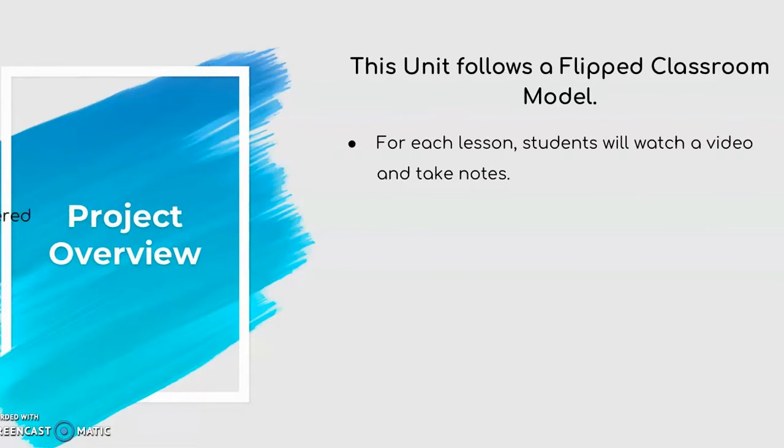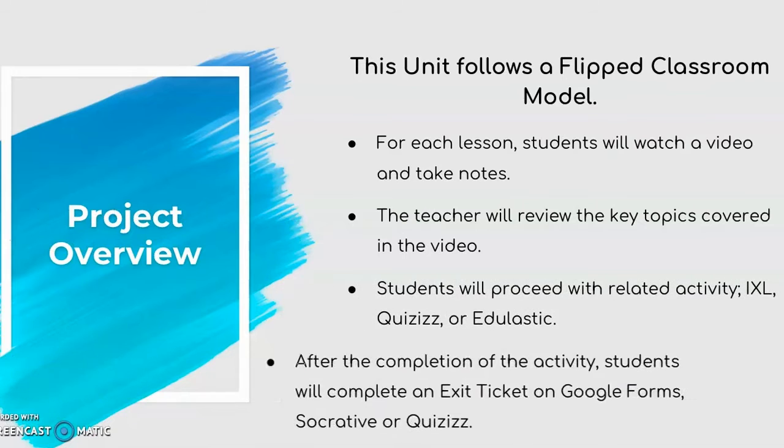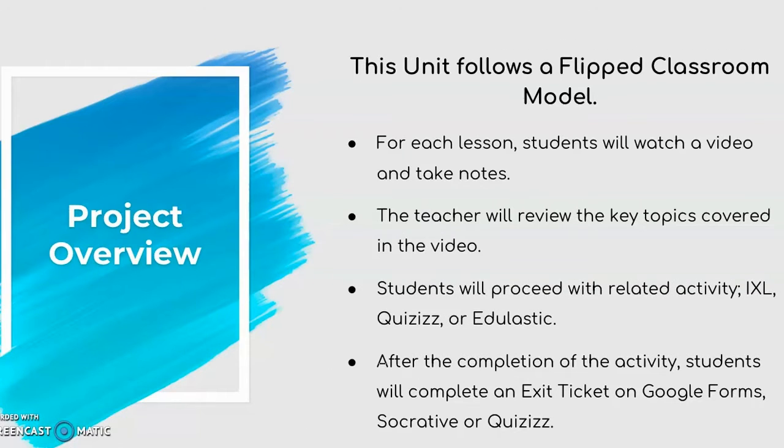This unit follows a flipped classroom model. For each lesson, students will watch a video and take notes. The teacher will review the key concepts covered in the video. Students will proceed with the related activity. An activity could be on iExcel, quizzes, or Edulastic. After the completion of the activity, students will complete an exit ticket on Google Forms, Socrative, or quizzes. That way the teacher can gain feedback and data for formative assessment.